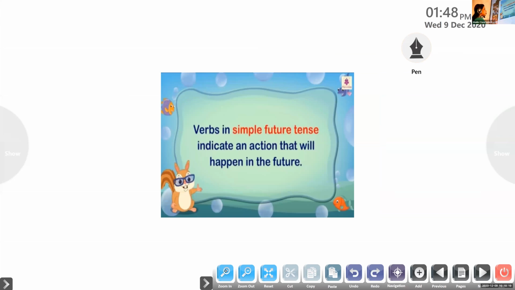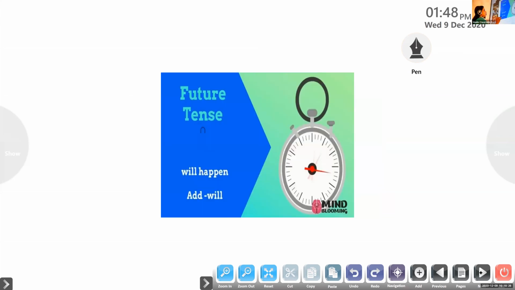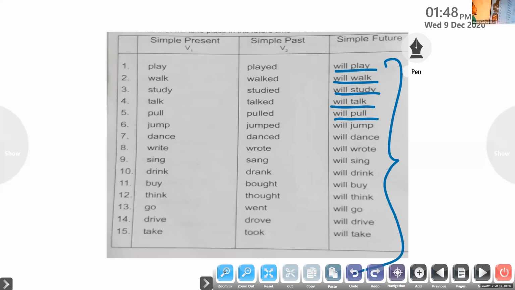Okay, now we'll move on to the future tense. Future tense, as we know, is about what will happen in future. So what is the form to be written? We have to add will to the word to show that the action will take place in future. For example, will play, will walk, will study, will talk, will pull. All these are the future tense. Okay, now we'll move on to this table.